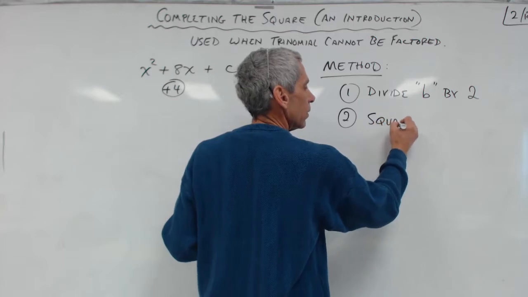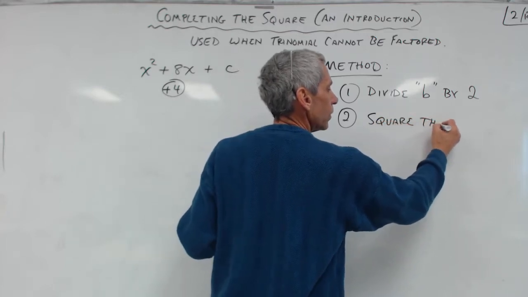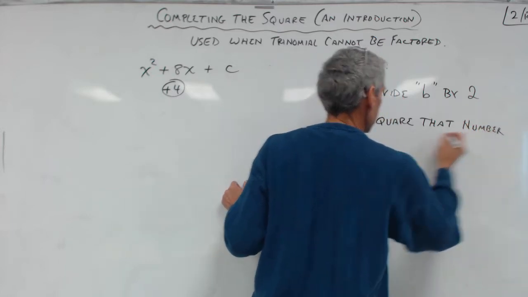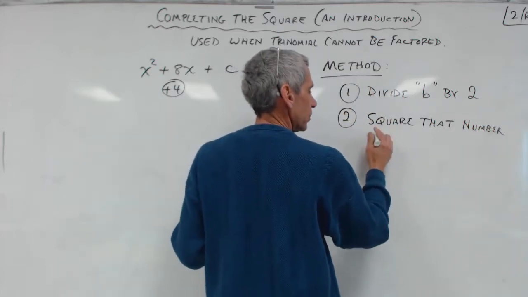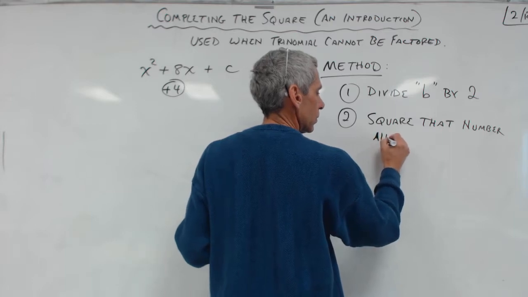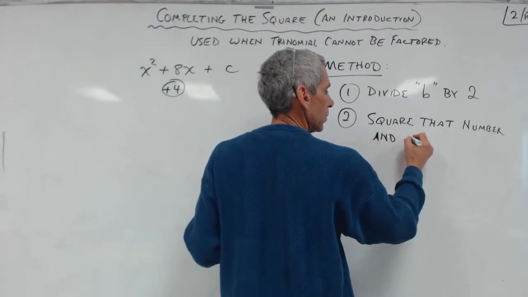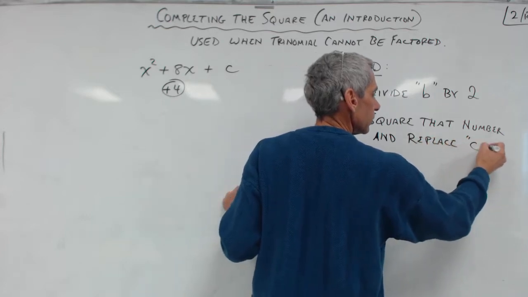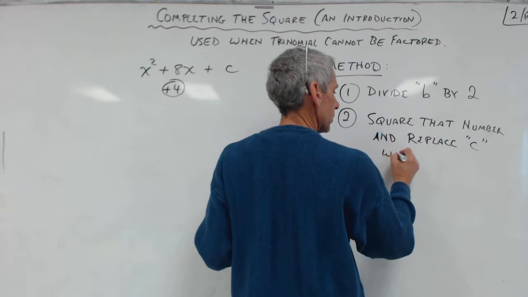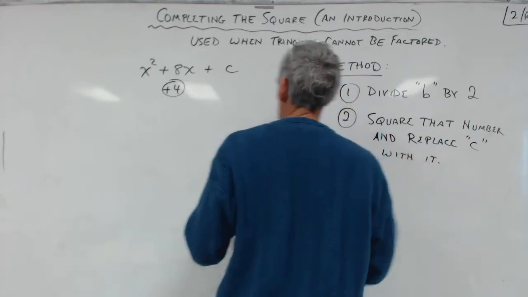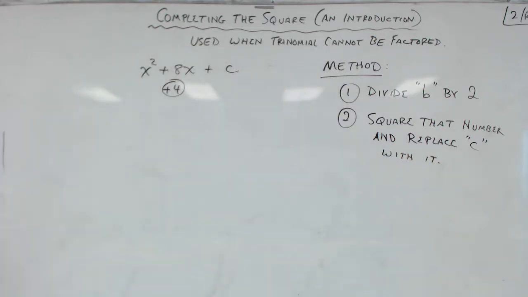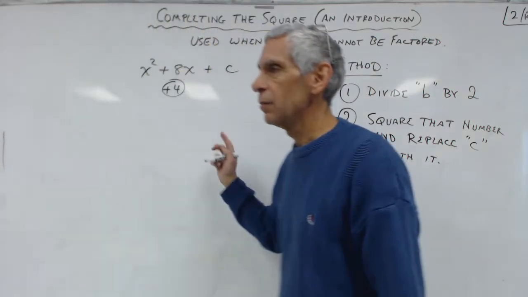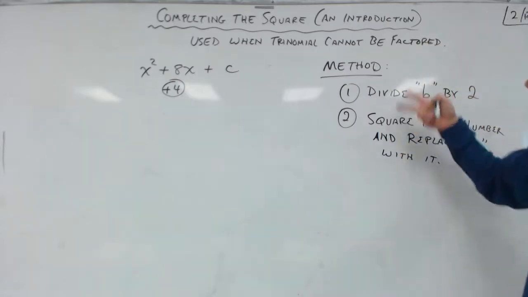Square that number and replace C with it. Square that number, replace C. Do you have your notes? Have you written any of this down? Make sure you write this down. All right, here's your method.